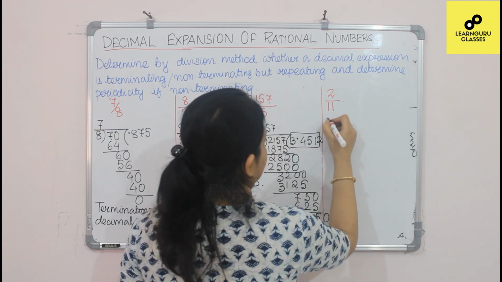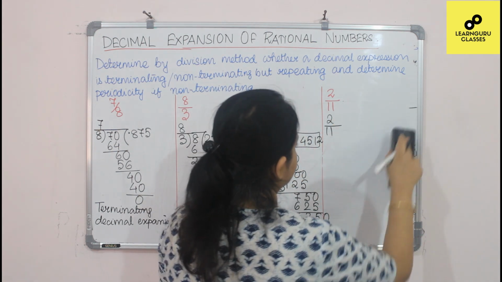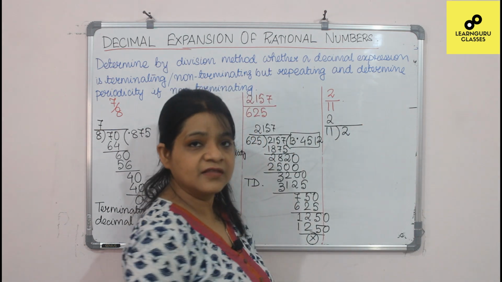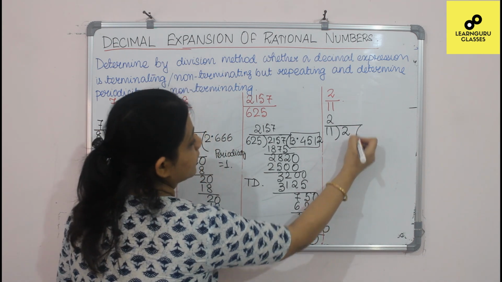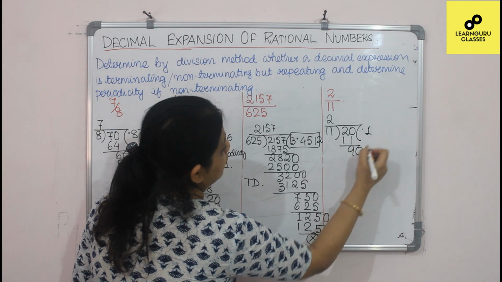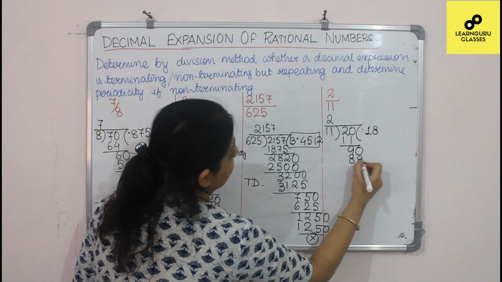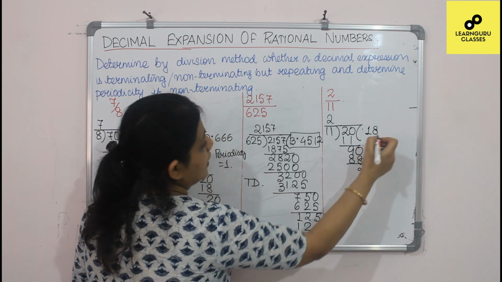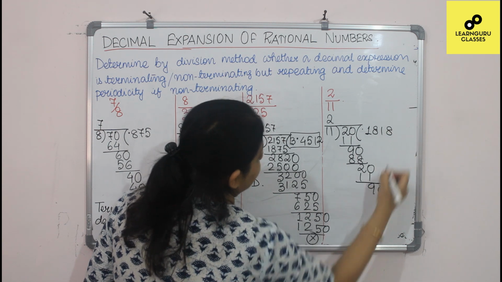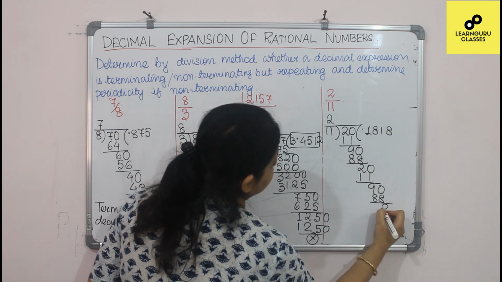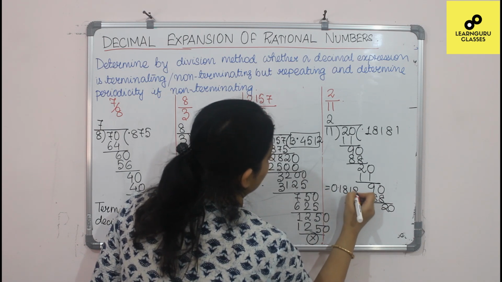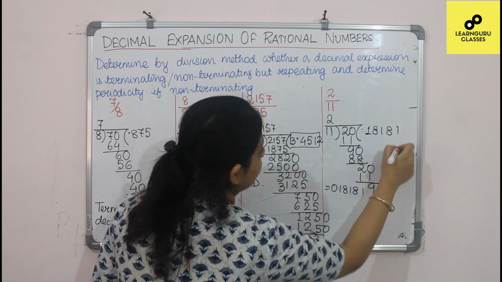2 by 11. So 2 is less than 11, so what will I do? 11 ones are 11, remainder 9 0; 11 8s are 88, remainder 2 0; 11 ones are 11, again 9 0; 11 8s are 88, again 2 0. So what can you say? 0.18181, again it will be this.